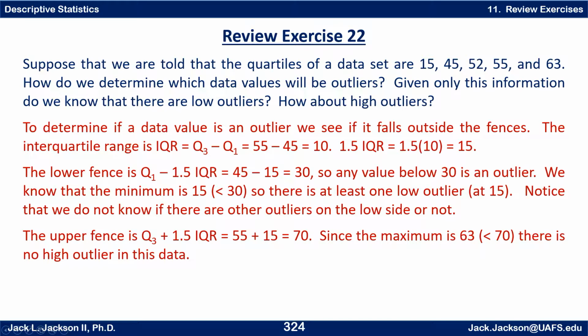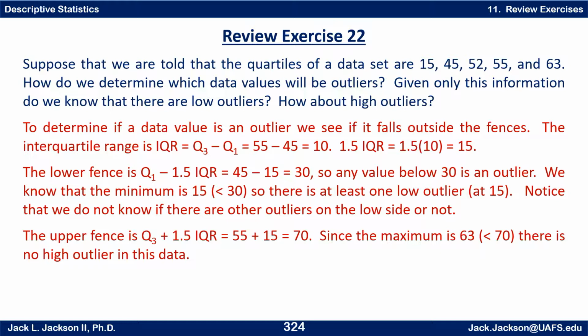Well, if we want to determine an outlier, we see if it falls outside what are called the fences. So the interquartile range, IQR, is Q3 minus Q1. So in that case, it is 55 minus 45, that's 10. 1.5 times 10 is 15. So the lower fence is Q1 minus 1.5 IQR, or 45 minus 15, which would be 30. So any value below 30 is an outlier.